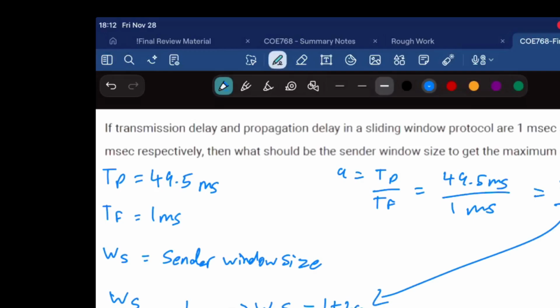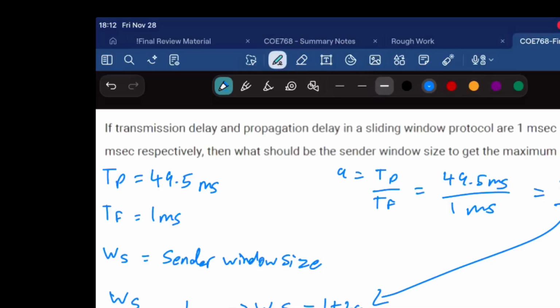Hopefully that makes sense to everyone. Any questions so far? Yeah, I have a question. Like, let's say the question was asking for minimum efficiency, then would you put 0 instead of 1 or something?